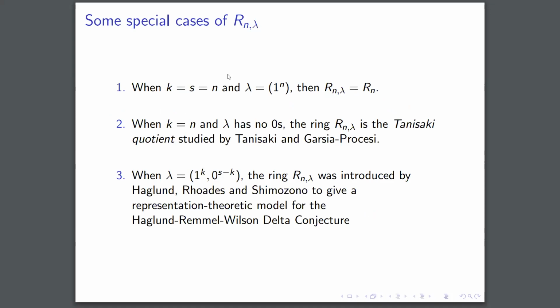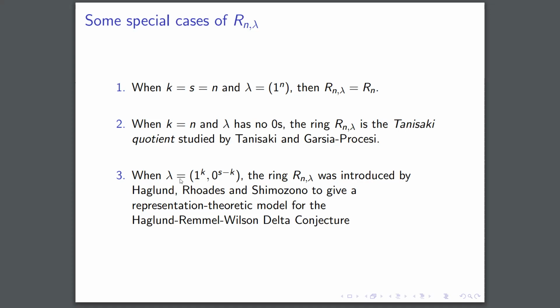And we can see that this Rn lambda actually generalizes many important rings. When lambda is a sequence of ones, then this Rn lambda is the same as the Rn defined above. Now let's say k equals n, which means lambda is a partition of n. And let's say lambda has no zeros. Then this ring Rn lambda is also called the Tanisaki quotient that was studied by Tanisaki and Garsia-Procesi.